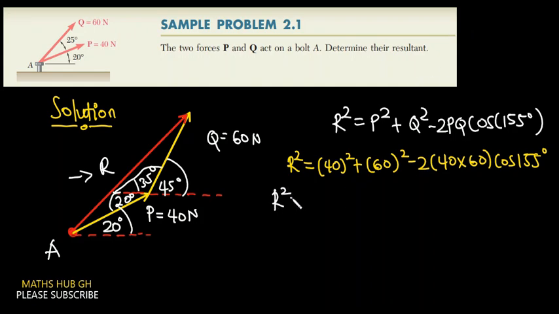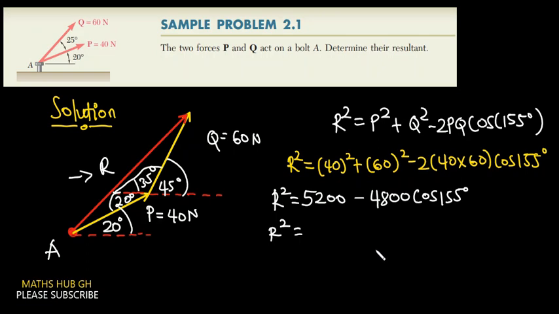So you will have R squared equals, let's look for the value of 40 squared plus 60 squared. I'm just adding those two at once. That gives us a value of 5,200. And then minus, let's look for the value of 2 multiplied by 40 times 60. That also gives us a value of 4,800. So minus 4,800, and then we multiply this by the cosine of 155 degrees. Okay, so now let's find the value of cosine of 155 degrees.